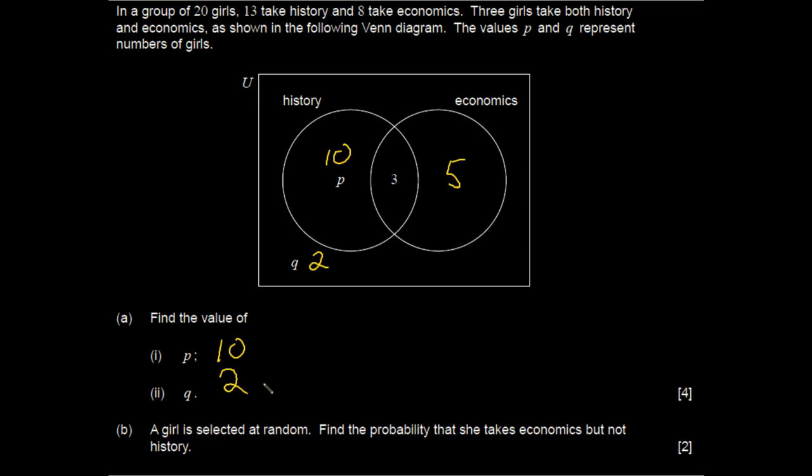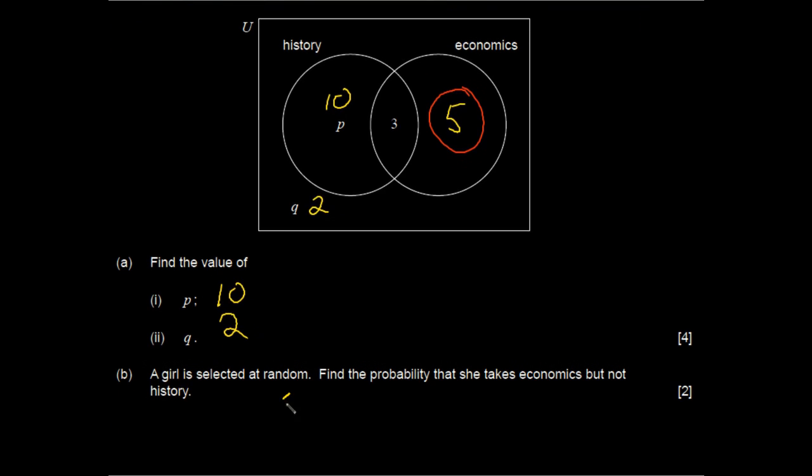Alright, then the second part, B, it says a girl is selected at random. Find the probability that she takes economics but not history. So, economics but not history would be this number here. So here, this region is economics, but this one is history. So economics but not history will be the region I've circled here. So that would be 5 girls out of a total of 20. So that would equal 5 out of 20, which we could then simplify to be 1 out of 4.